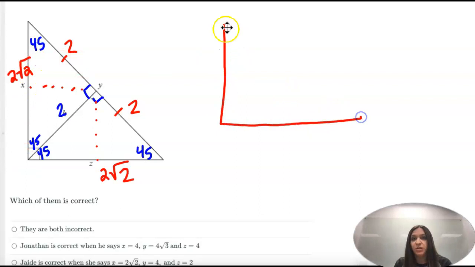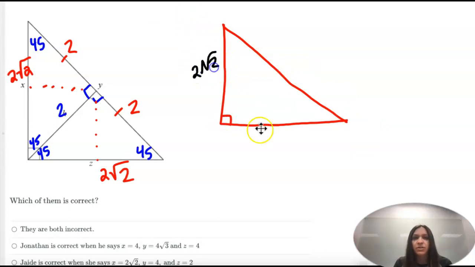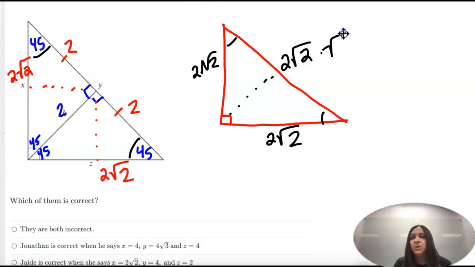But y is this big side. So I'm going to draw the big triangle without the line through the middle. So this would be 2 square roots of 2, and this would be 2 square roots of 2, right? We have a 45, 45, 90 triangle, so those are the same. And the hypotenuse would be 2 square roots of 2 times the square root of 2.